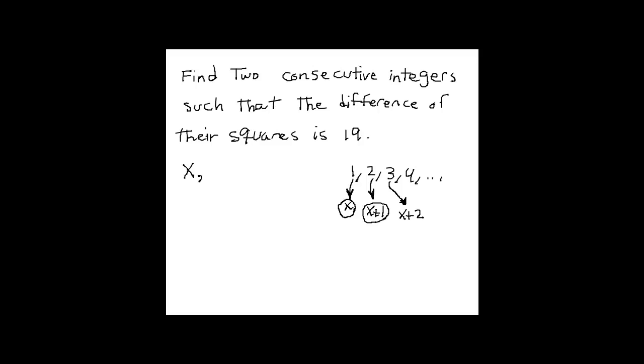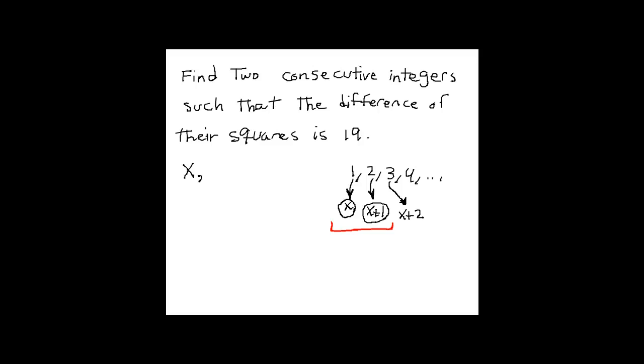If you're talking about consecutive integers, if the first number is x, the next number after that would be x plus 1, and the next number after that would be x plus 2, and x plus 3, and so on. Okay, now we have established that. Here it says we have two consecutive integers, so we look at x and x plus 1 only right now. These are the two consecutive integers that we're looking at. The difference of their squares is equal to 19.